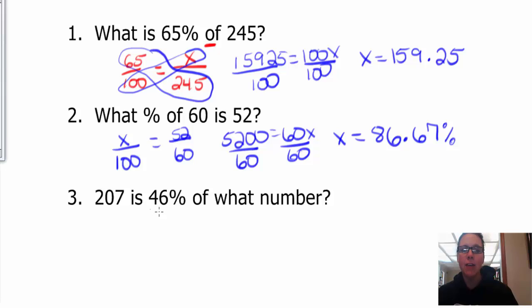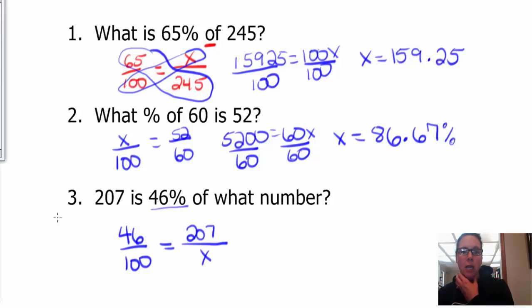So 207 is 46% of what number? You're given this written in a little bit different way. You're given your percent, 46 over 100. 207 is 46% of what number? So you really got to think about it. Is 207 the part or the whole? Well, 207 is the part. We're looking for the whole. We don't know what it is. Since 207 is 46% of some other number, it has to be bigger.